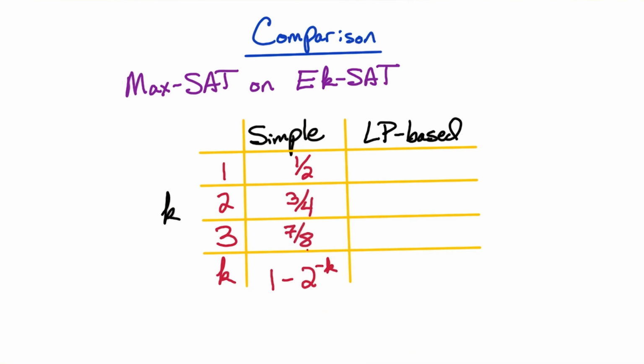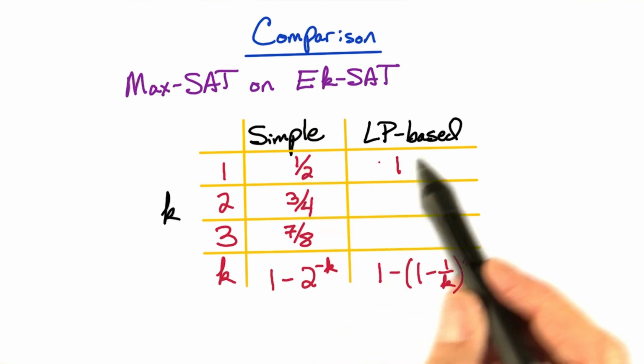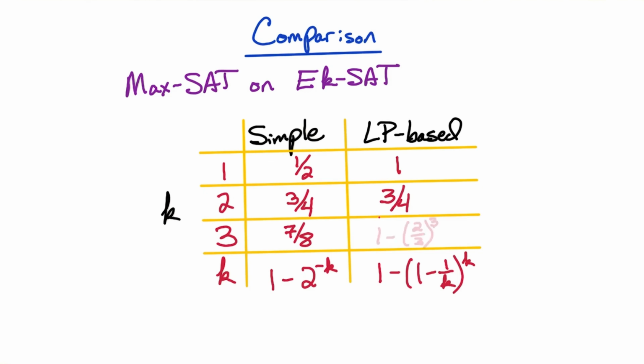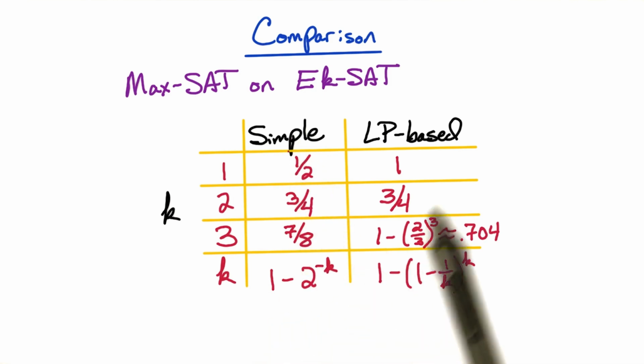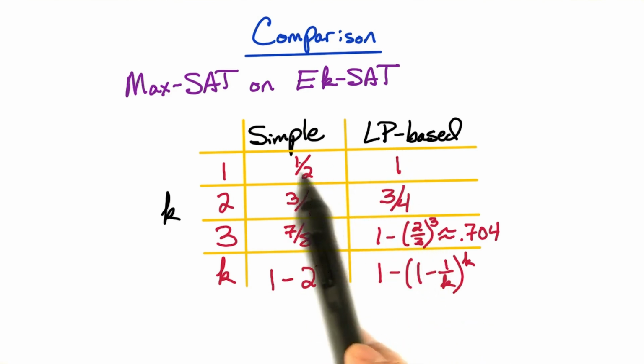Now the LP, the general form, was quite complicated. We proved for general k that it achieves 1 minus the quantity 1 minus 1 over k, to the kth. Plugging in k equals 1, we get 1, which is quite good. The simple scheme was quite bad for k equals 1, but the LP-based scheme is quite good. At k equals 2, they match, both 3/4. For k equals 3, we got 1 minus 2/3 cubed. If you plug that into a calculator, that's roughly 0.704. So for k at least 3, the simple scheme beats the LP scheme. But for small clauses, the LP scheme is at least as good or even better.